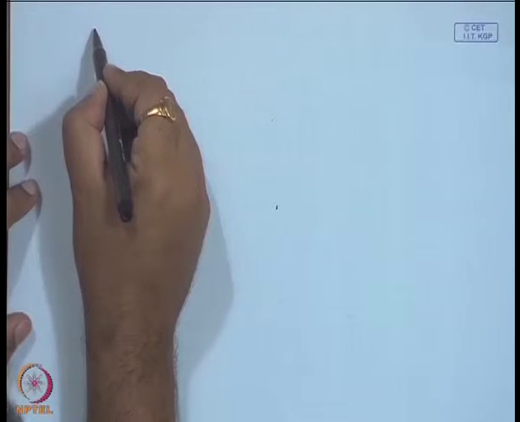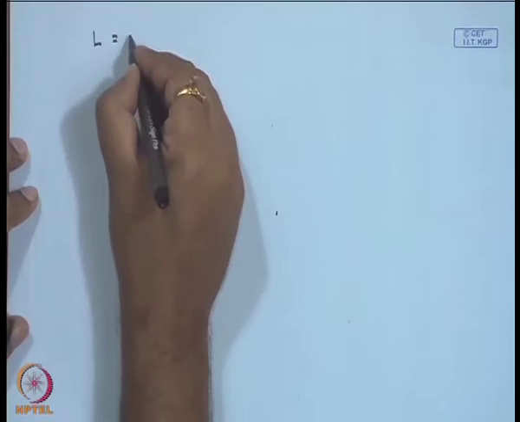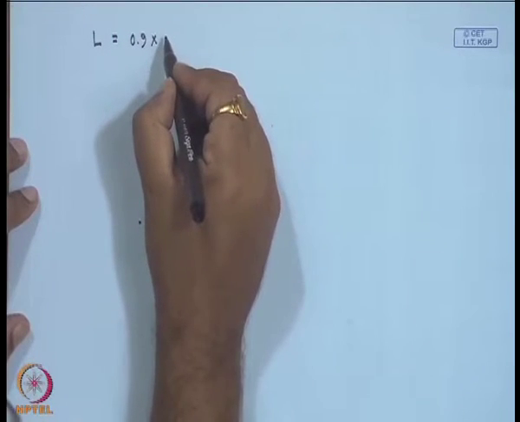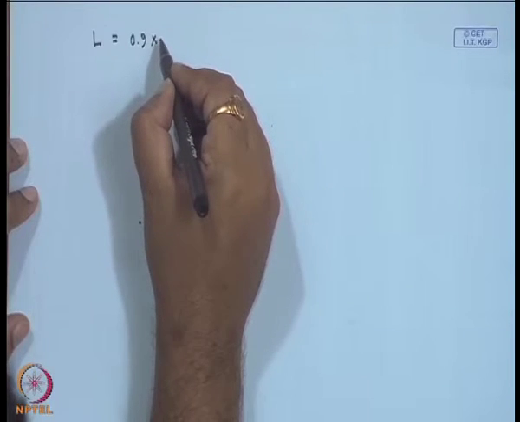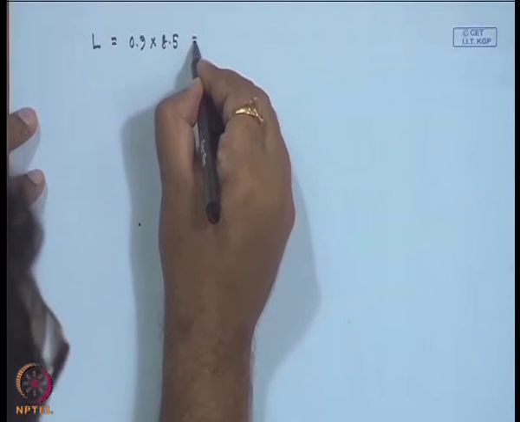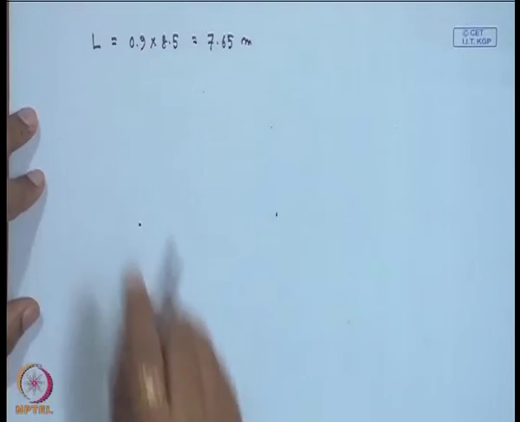Now, first, as we have mentioned, you have to calculate L. As it is a circular well, the shape factor is 0.9 into the projected base or width, which is 8.5, the external diameter. So, you can calculate L as 7.65 meter.